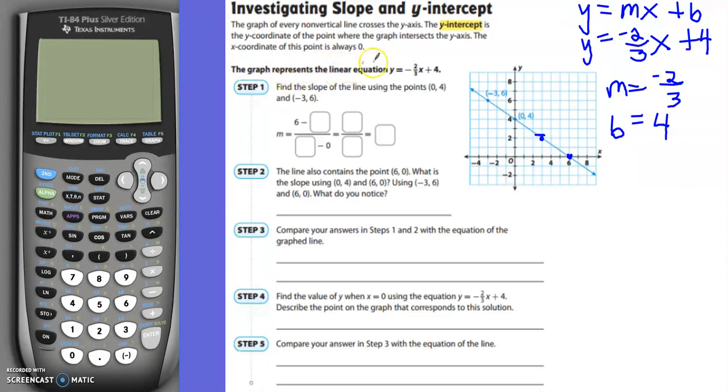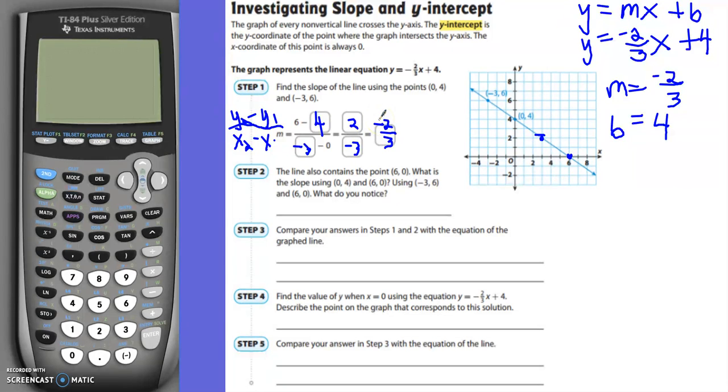So we find the slope using the points 0, 4 and negative 3, 6. If we do this as y2 minus y1 over x2 minus x1, we have 6 minus 4, and we have negative 3 minus 0. 6 minus 4 is 2. Negative 3 minus 0 is negative 3. So we can write it as negative 2/3.